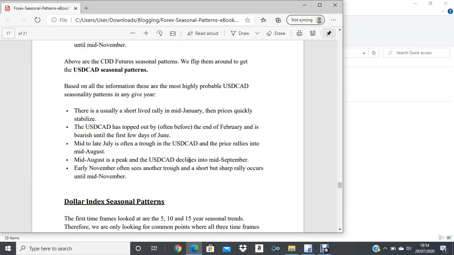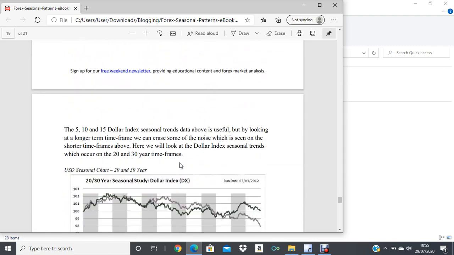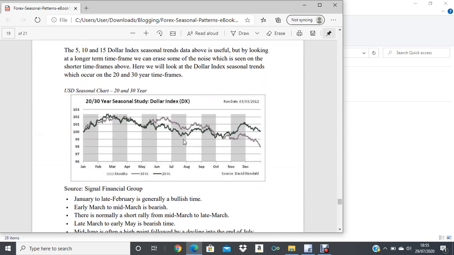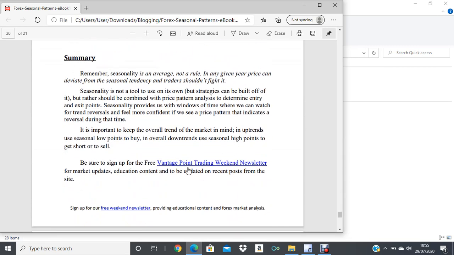And then the dollar index. Now again, makes a low right in this zone, August. This is the dollar against all the other currencies. So that's the 5, 10, 15. I don't know if they've done the 20 to 30. Yes, they have. Look at this. Again, makes this low down in this area. We tend to bounce sort of into August. So we should be looking at some sort of a high in the British pound and some sort of a low in the dollar.